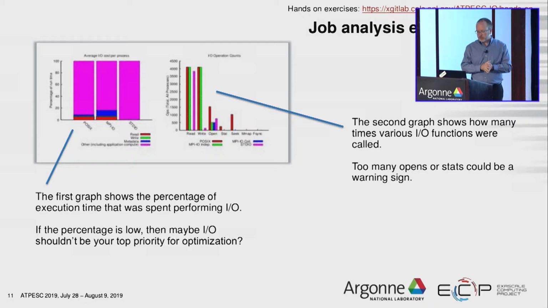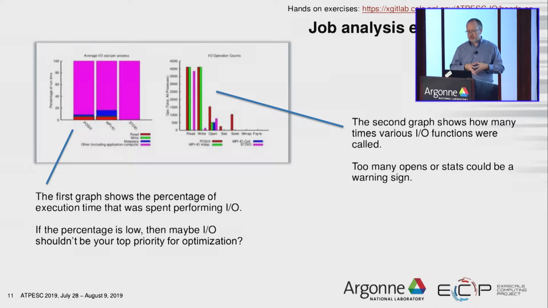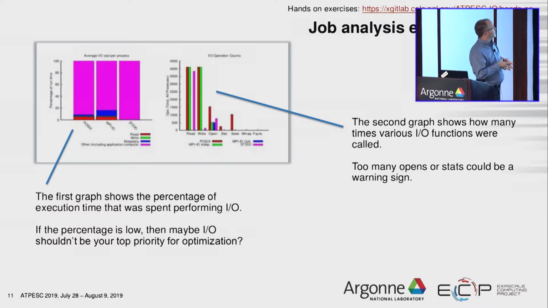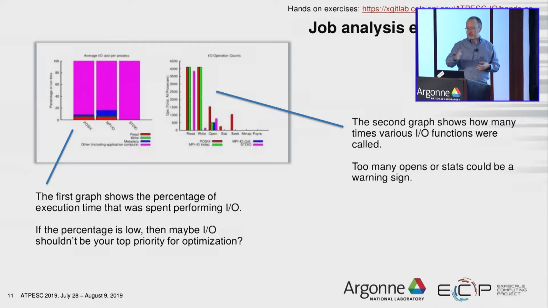The second graph over there just shows you some key functions you may have called and how many times you called them. So this application called read and write about 4,000 times in total, and it called open a few times. It called seek. That's the thing that lets you jump around in a file.